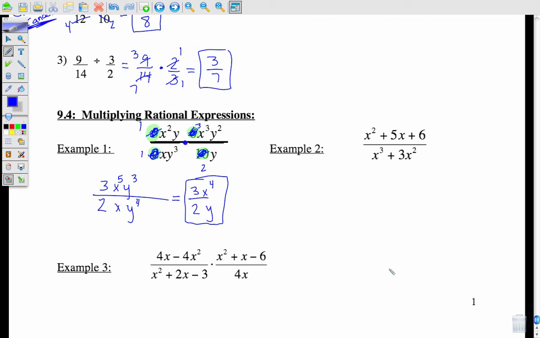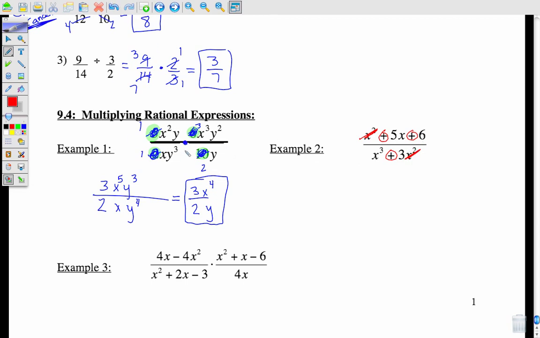Now, this one over here is going to be a little bit different. Let me first start off by telling what you cannot do. And this is going to be the number 1 mistake made by almost everybody. And it's going to stress me out here eventually. This x squared and this x cubed cannot cancel out. Nor can this x squared and this x squared.